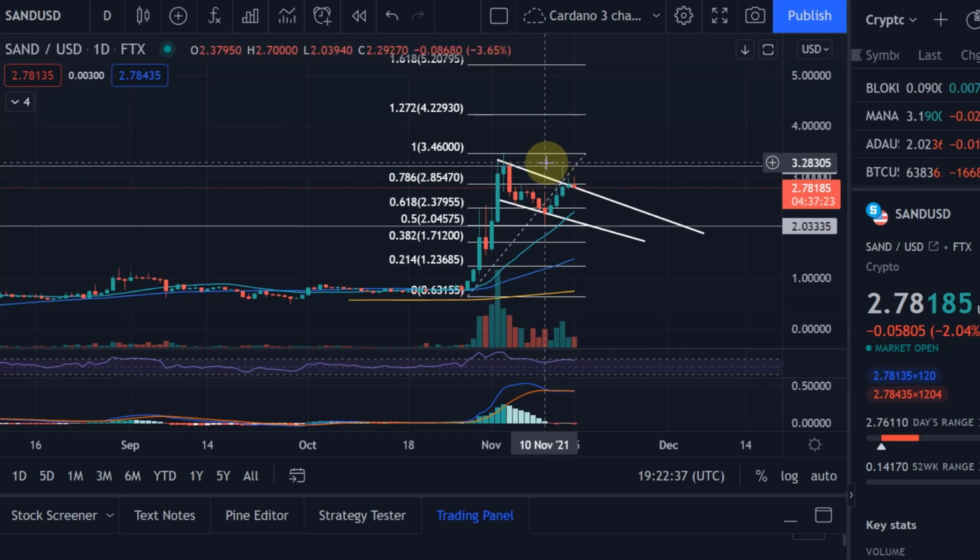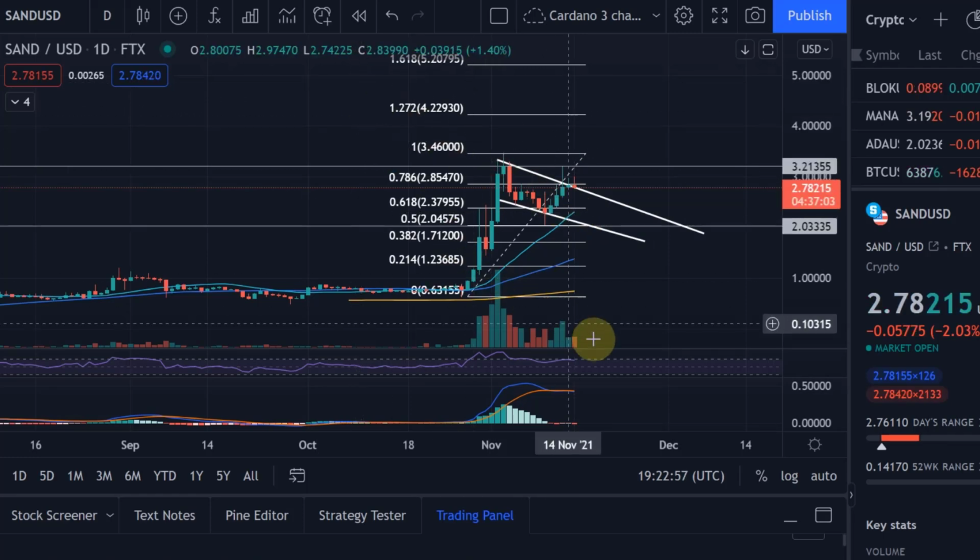In terms of key support levels, we've got the 0.382 fib level at 2.38, which is the next support level. Below that, a very important one is the 0.5 fib level at $2.05. And between those, you've got the 20-day moving average at 2.30.